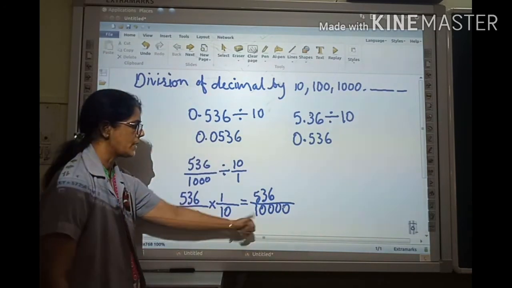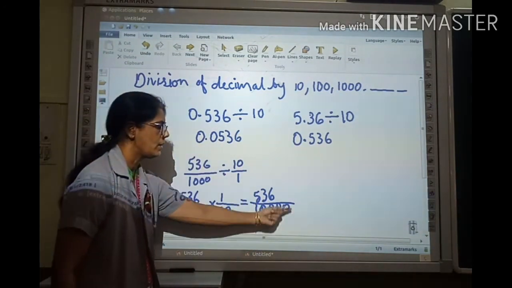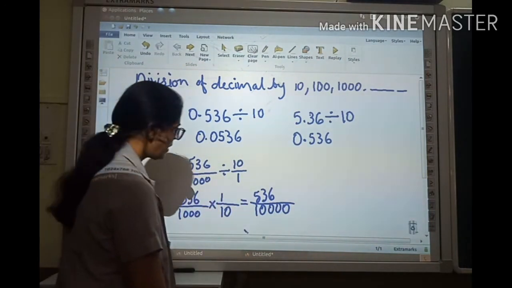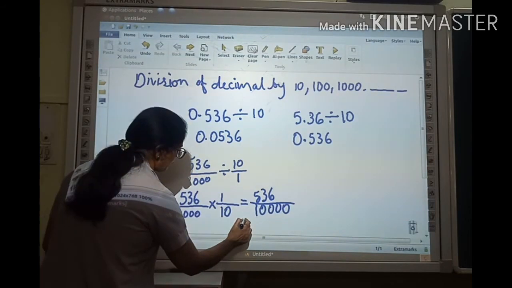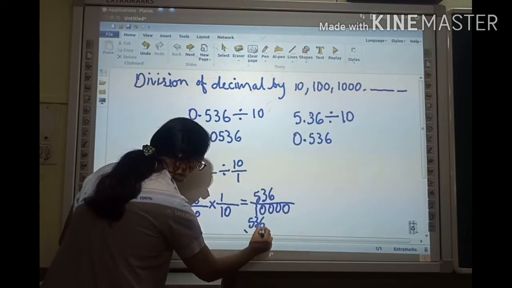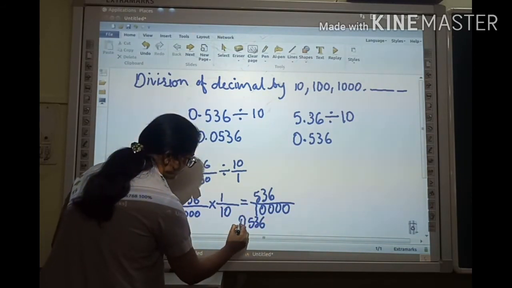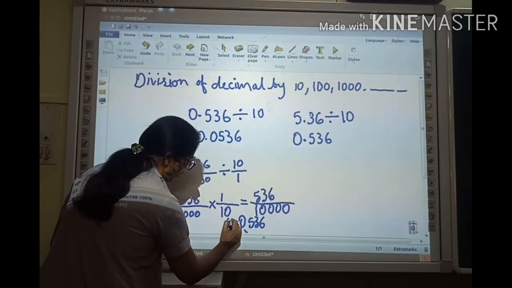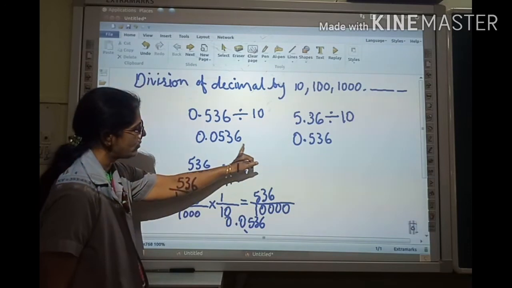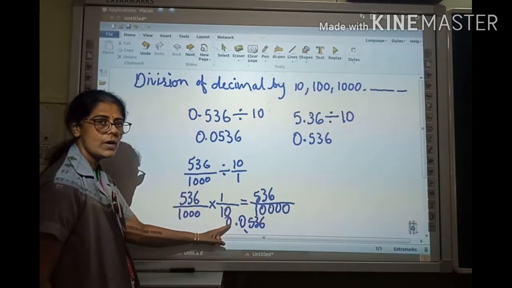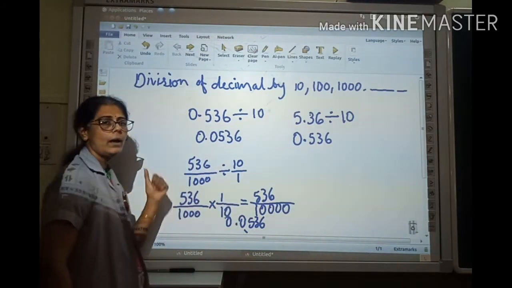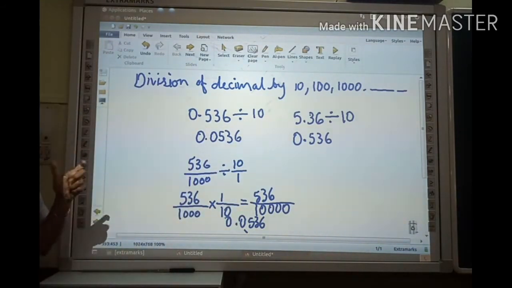4 zeros I have to place. Now here are the 3 numbers and in the denominator what is the number? 10,000, right? So what I have to do here? Here we are having only 3 digits, 5, 3 and 6. So before that I have to place a 0 and we don't have any whole number. So what will be the answer? 0.0536. Understand, children?